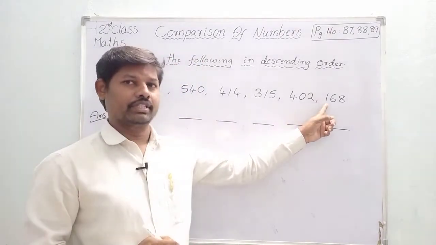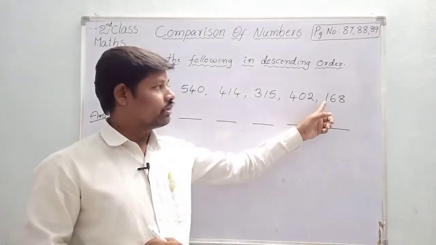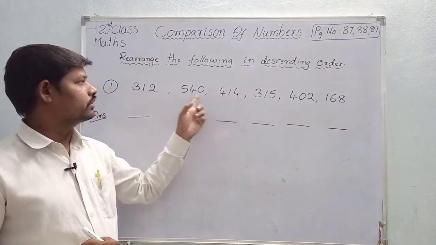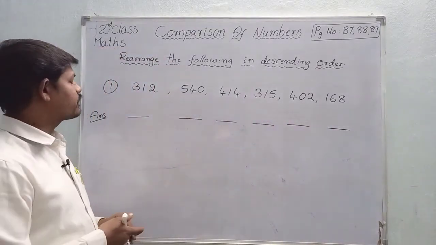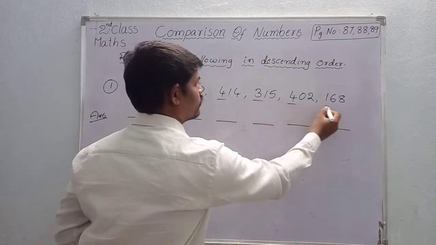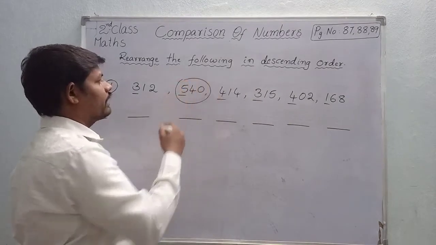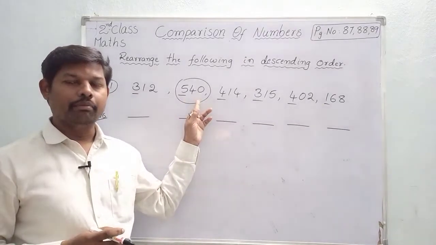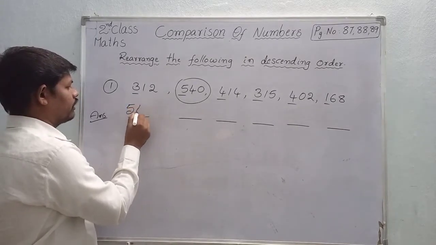Compare the hundreds place first. What is the number in the hundreds place? 1. Here 4, 3, 4, 5, 3. So which one is the big number in hundreds place? Hundreds place: 3, 5, 4, 3, 4, 1. So 5 is the big number in hundreds place. So that's why this is the big number, 540. Write first 540.